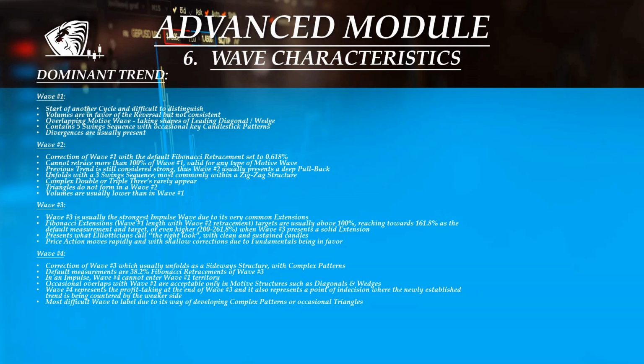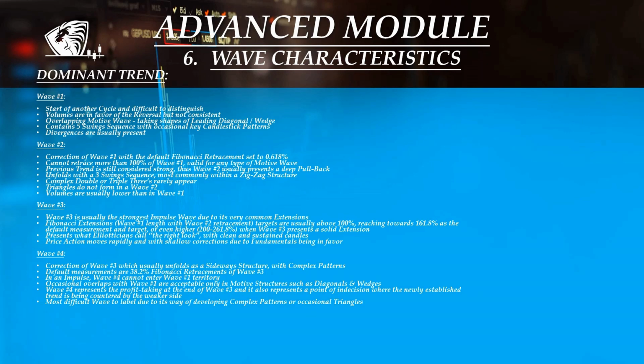At this stage, the trend is clearly established, and wave 4 represents the profit taking at the end of wave 3. Psychologically speaking, this is the point of indecision where the trend is countered by the weaker side in an attempt to gain somewhat control. However, what really happens is that the dominant side is only taking a breather before getting back in.